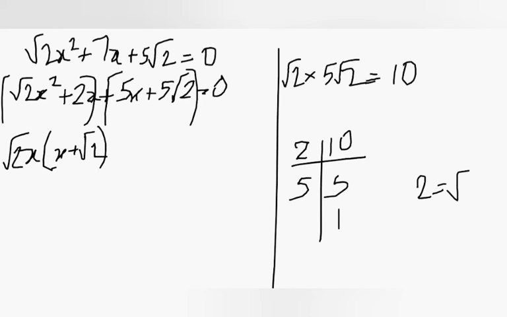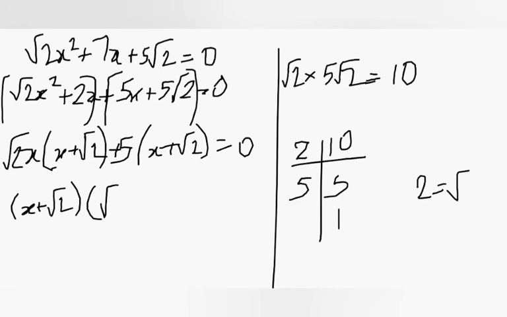Now root 2x, so the bracket comes here and we are left with x plus root 2. Since from 2 root 2 is removed, so root 2 is left. And from the next bracket, plus 5x and plus 5 root 2, we just remove 5 from here, so we are left with x plus root 2. So that's it. Now we take the bracket common, so x plus root 2 and root 2x plus 5 is equal to 0.